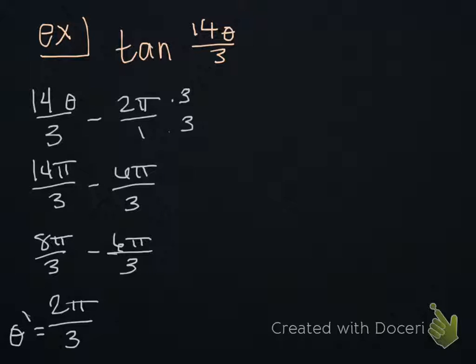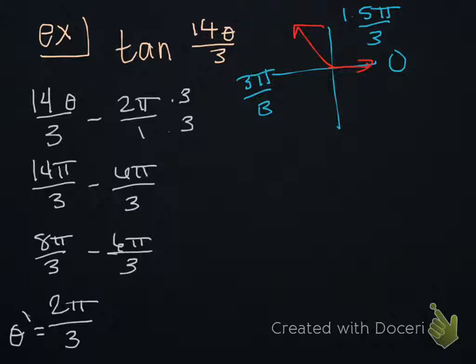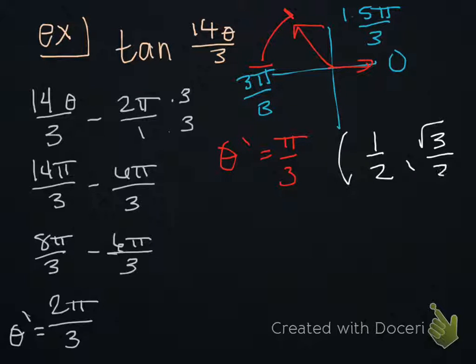So now I need to find out where that falls. I know this is 0, I know this is 3 pi over 3, and this is 1.5 pi over 3. So 2 pi over 3 would fall right here. The distance between these two would be 1 pi over 3, and we just used this in the last one. The coordinate is 1/2, root 3 over 2.